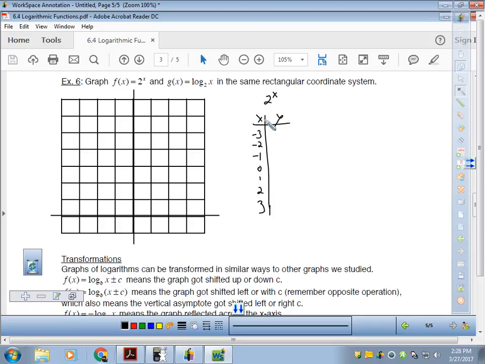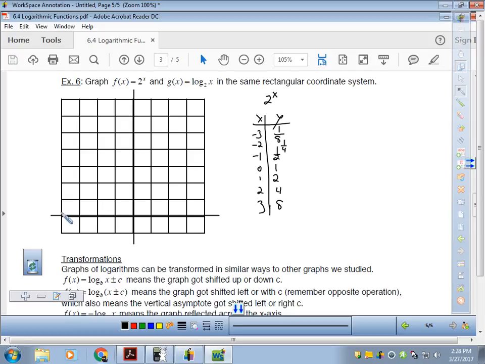Okay. When we plug in -3, remember the negative flips it, so you're going to have 1 over 8. When you plug in -2, the negative flips it, so you're going to end up with 1 over 4. When you plug in -1, the negative flips it, so you have 1 over 2. When you plug in 0, 2 to the 0 power is 1. When you plug in 1, 2 to the first power is 2. When you plug in 2, 2 to the second power is 4. And when you plug in 3, 2 to the third power is 8.